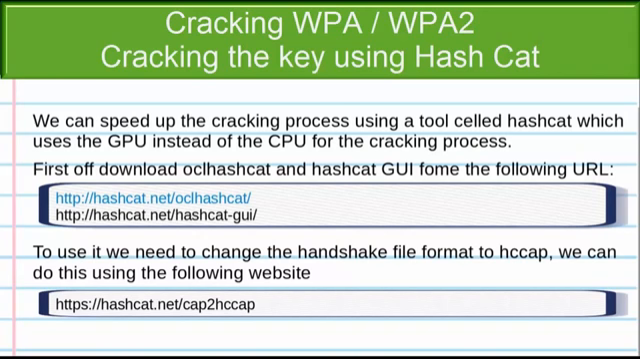GPUs are usually quicker than CPUs, therefore if you have a strong powerful GPU, the cracking process can be much quicker if you use the GPU instead of the CPU. So we're gonna talk about a tool called Hashcat, which allows us to crack the key using the GPU, not the CPU. I'm gonna explain how to use the tool from Windows.